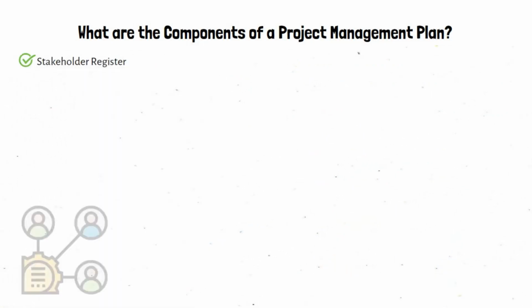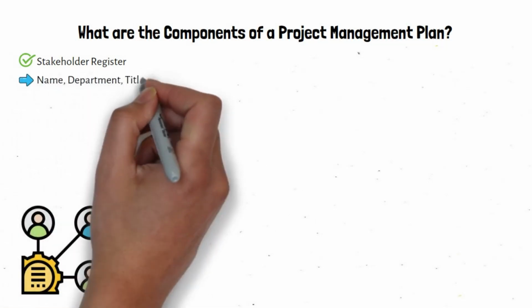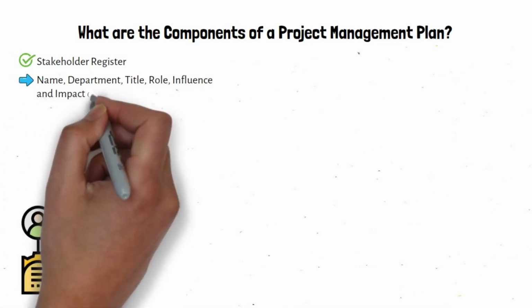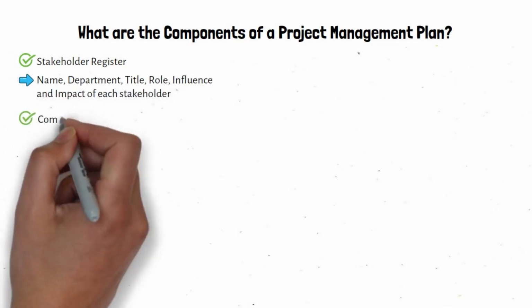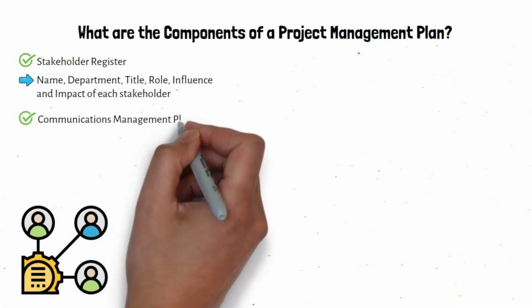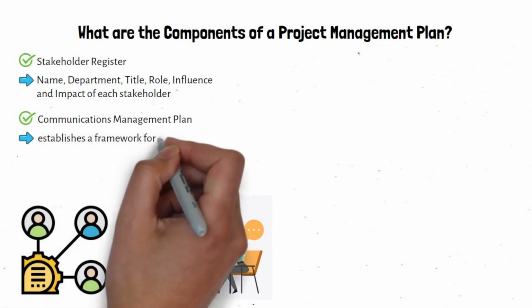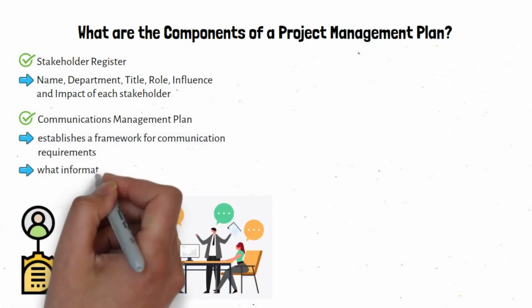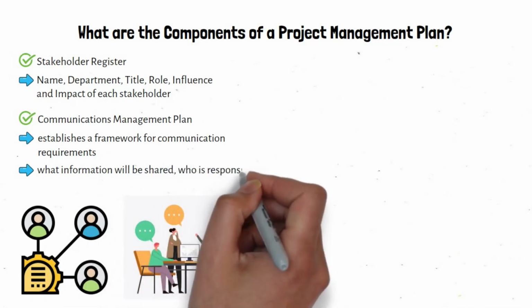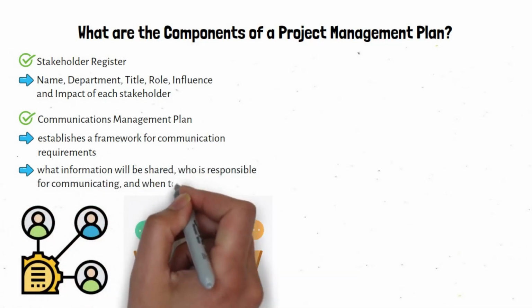Stakeholder register. A stakeholder register includes basic information related to your project's stakeholders. Name, department, title, role, influence and impact of each stakeholder is given in the stakeholder register. Communications management plan. The communications management plan determines the communication lines and explains how and when the information will be conveyed among stakeholders. The communications management plan establishes a framework for communication requirements to clarify what information will be shared, who is responsible for communicating, and when to communicate it.